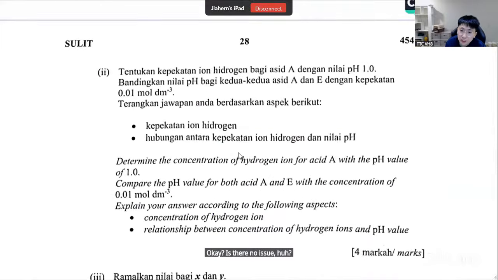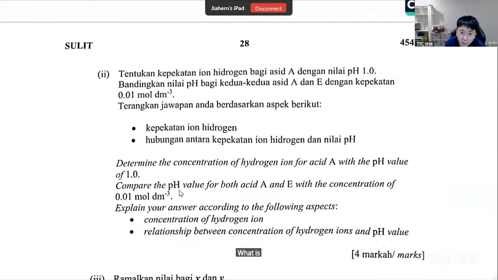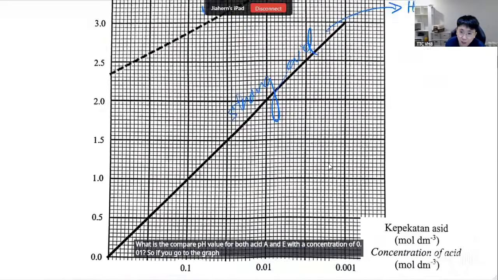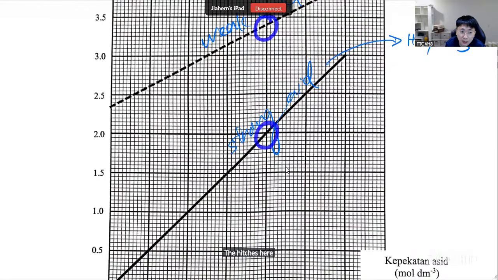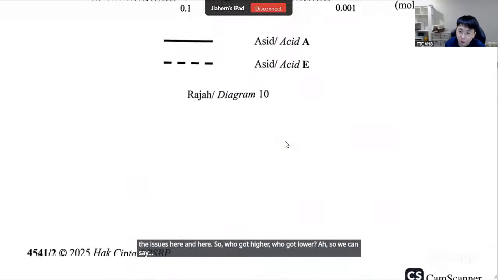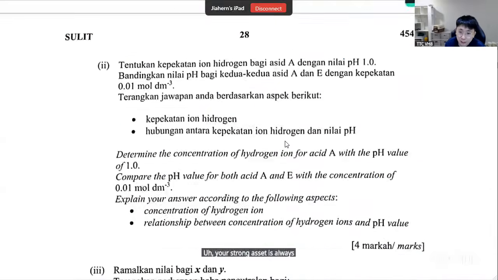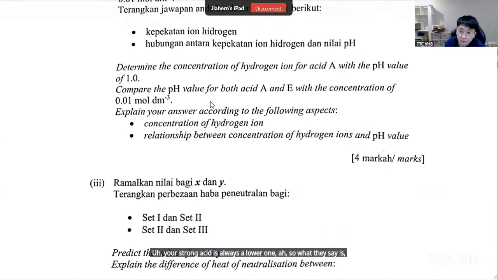Next one is, compare the pH value for both acid A and E with a concentration of 0.01. So if you go to the graph again, 0.01 in the middle, pH is here and here. So who got higher, who got lower? So we can say your strong acid is always the lower one. Explain your answer according to the following aspect of concentration of hydrogen ion.